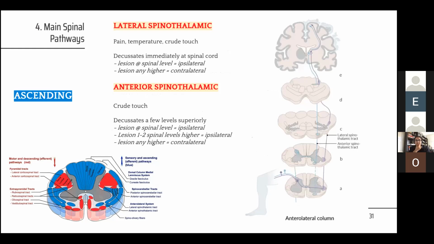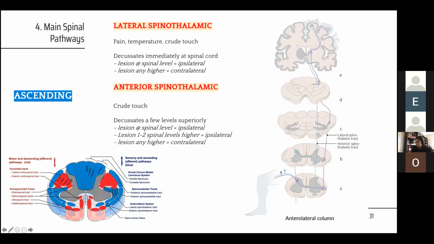Then you've got your lateral spinothalamic and anterior spinothalamic. In this diagram, the lateral spinothalamic is all of this, whereas the anterior spinothalamic is this little part. That's how I remember the lateral technically does more than the anterior. Lateral does pain, temperature, and crude touch, whereas anterior does only crude touch. The lateral spinothalamic decussates immediately at the spinal cord. The lateral one is the purple one on this diagram.